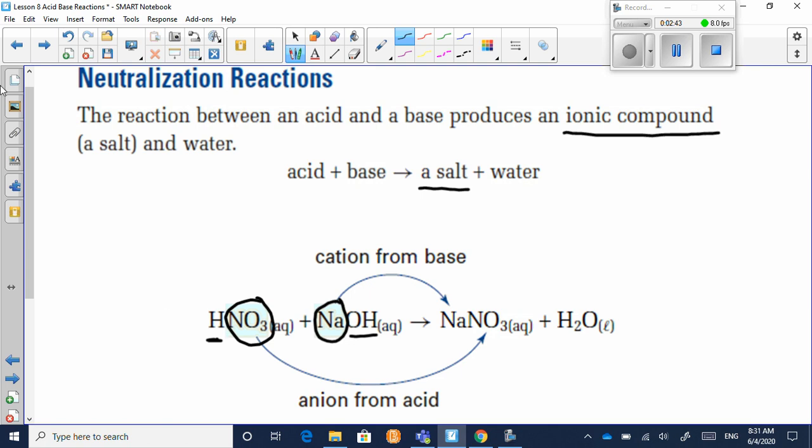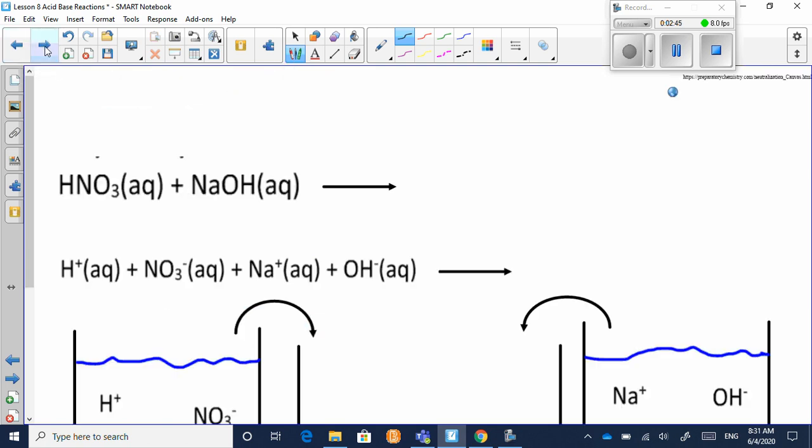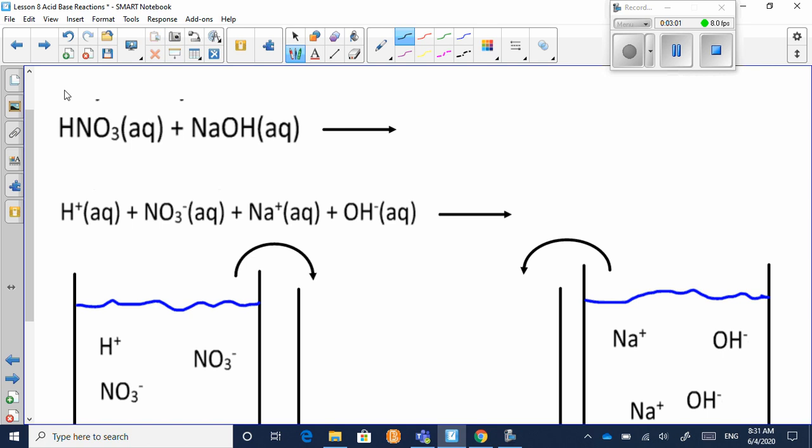Okay, so I want to just look at it from an ion perspective. And I've got a little applet that I'm going to use. I'm just going to go over that exact same reaction. So it's nitric acid, HNO3, and sodium hydroxide. As we've seen, the resulting reaction forms H2O and NaNO3.